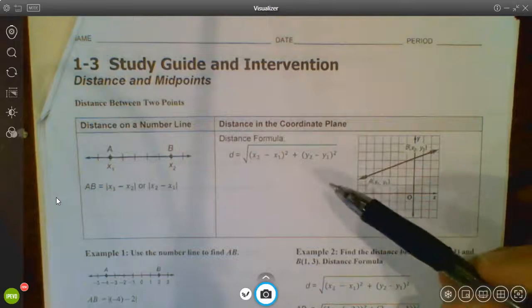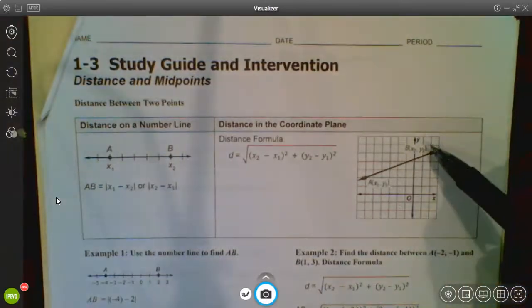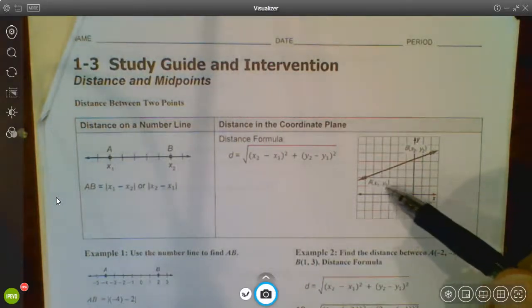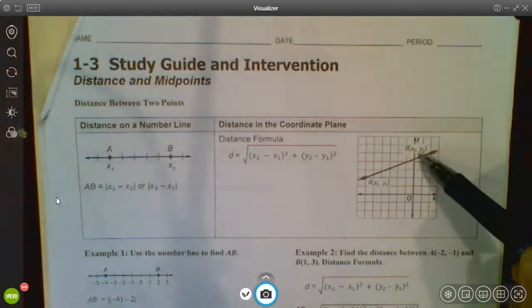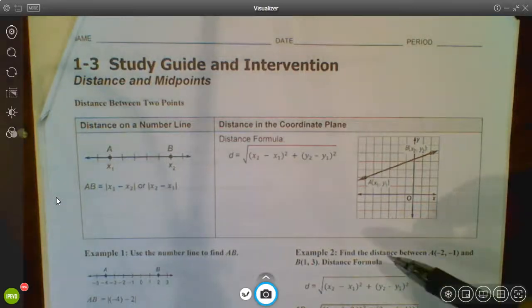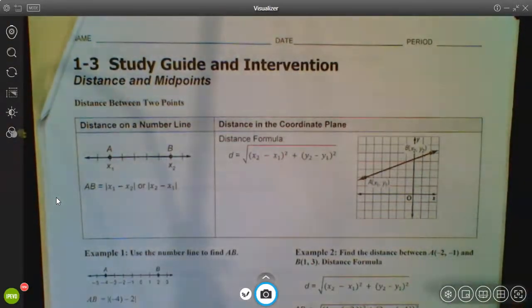Keep in mind, it really doesn't matter whether this was x1 and y1 or if this one was x1 and y1, it would not matter. As long as your 1s are together and your 2s are together, it doesn't matter which you want to call either one. So for something like this, if we wanted to find just say the distance between 2 points.